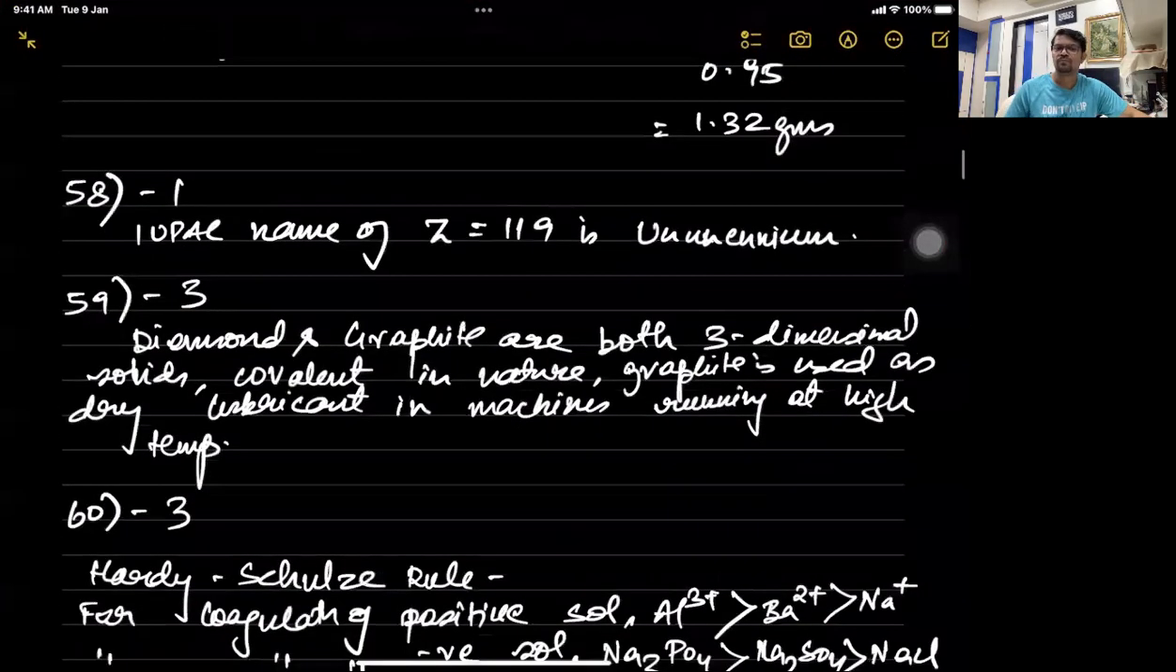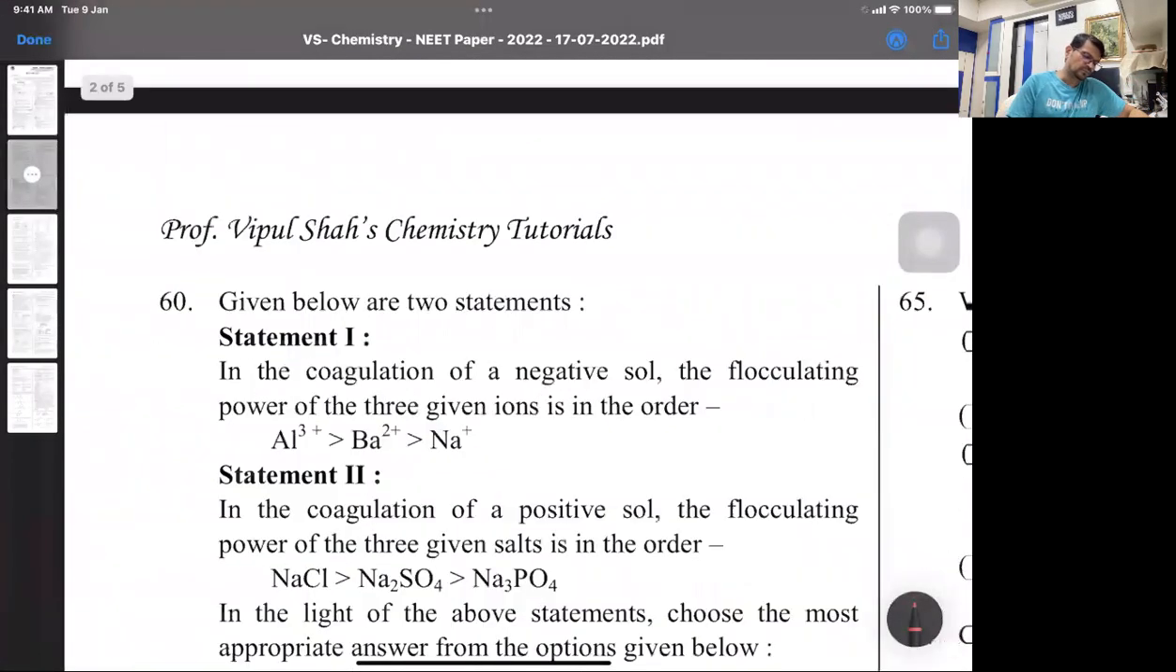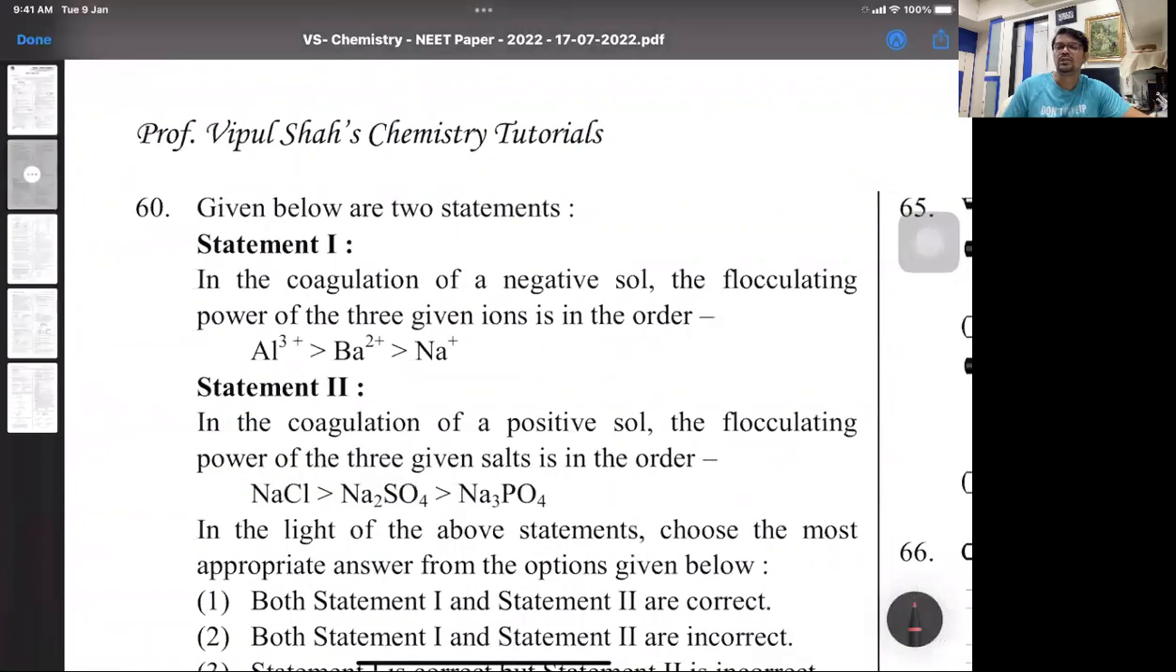Okay, 59th one. Then 60th question. Statements are given about the coagulation of a negatively charged sol. That's in terms of the Hardy-Schulze rule. Higher the charge on the ion, more is its coagulating power. So for negatively charged sol, we take positive ions. Positive ions with a higher charge will have greater coagulating power.